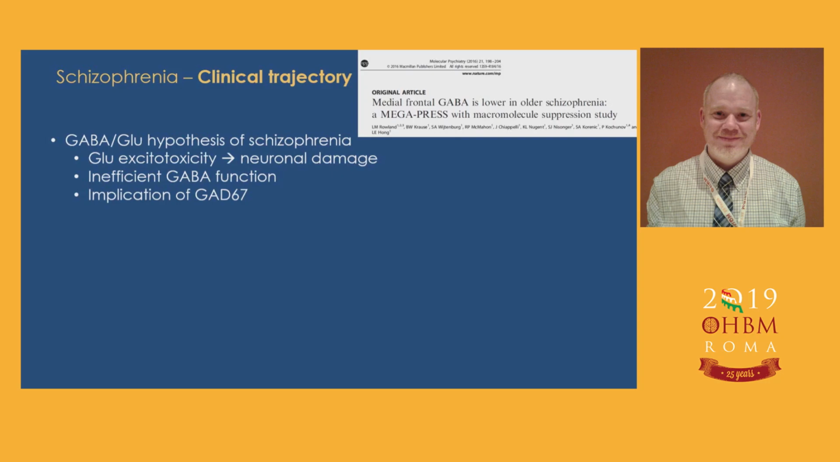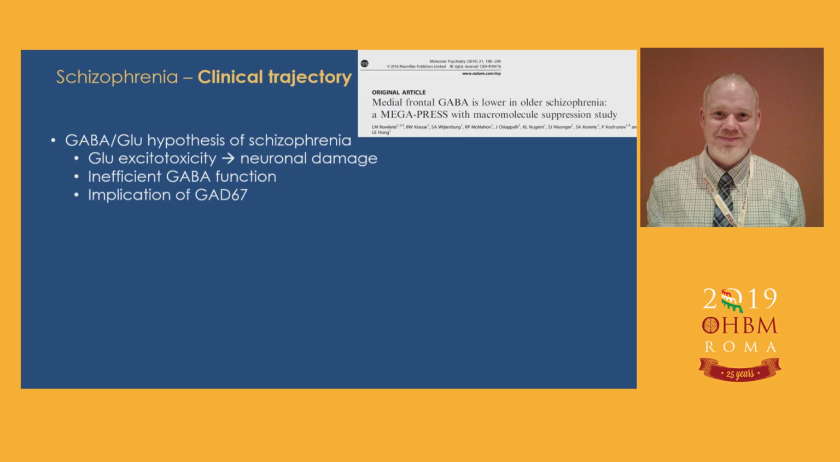Schizophrenia is one of the most widely studied disorders, and the GABA-glutamate hypothesis of schizophrenia is very prevalent. There is this idea that there is glutamate excitotoxicity in the brains of people with schizophrenia that leads to neuronal damage. Also, too much glutamate leads to inefficient GABAergic function in these patients, and there's also been an implication of glutamic acid decarboxylase, the 67 isoform, in schizophrenia.